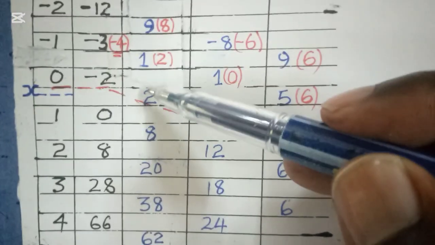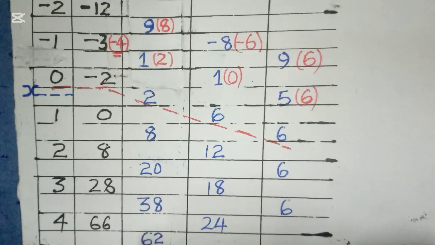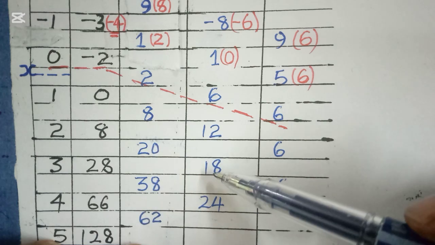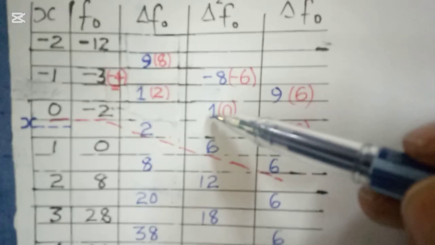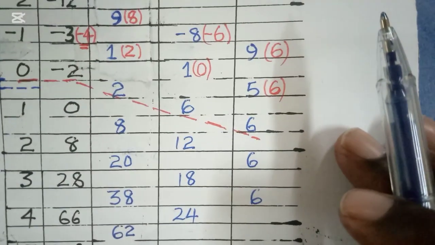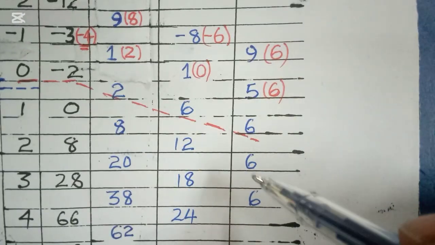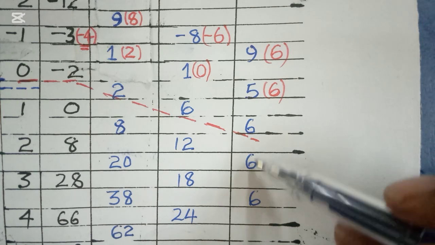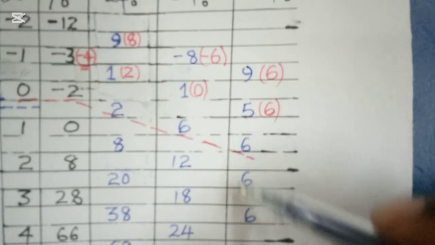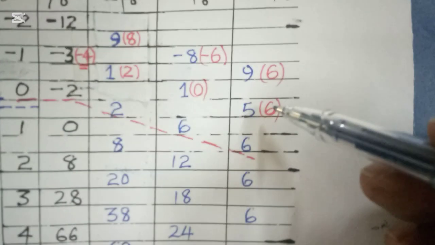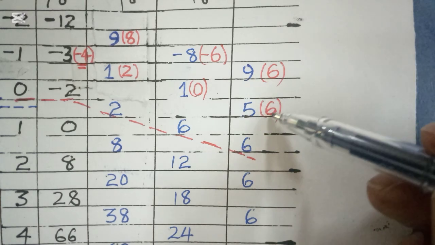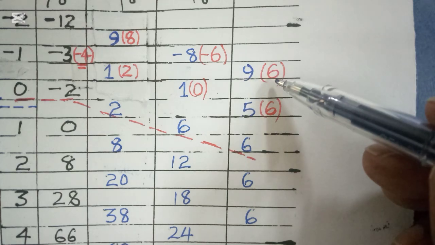I used the blue first, and then I came here: 62 minus 38, I wrote 24. 38 minus 20, I wrote 18. Like that, even this one and even this negative 8, until I came to this last column, where I found 6, 6, 6, 5, 9. Because the 6s are the majority, it goes without saying that the place of 5 should have been 6 and the place of 9 should have been 6.